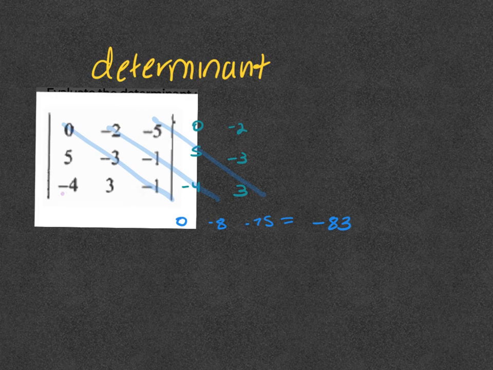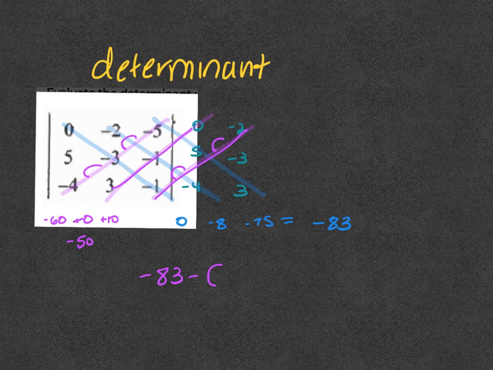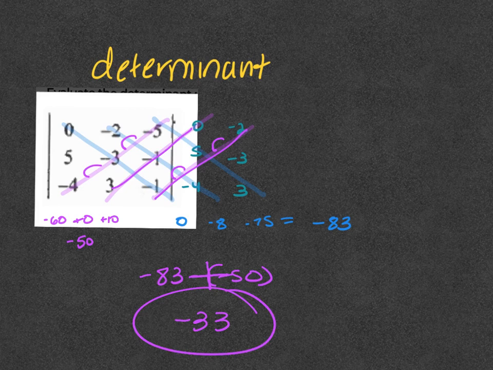Then I want to go back the other way. So I get negative 5. This is 15 times 4, which is negative 60. This is 0. This is negative 10 times negative 1, positive 10, and that's negative 50. And I do negative 83 minus a negative 50, which becomes negative 83 plus 50, or negative 33.